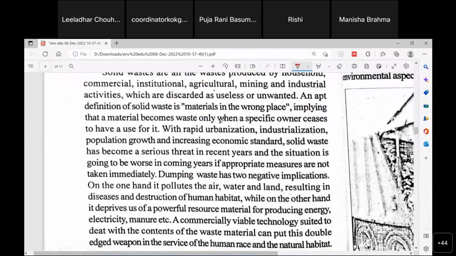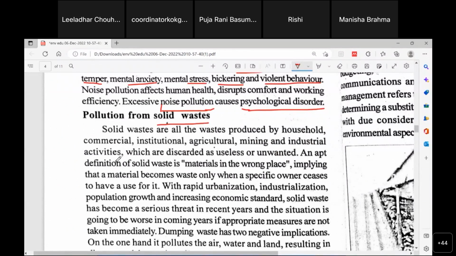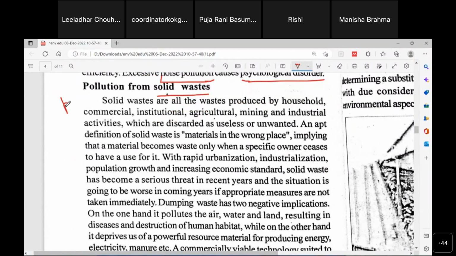Now comes pollution from solid waste. So what is solid waste? Suppose we write on paper, and when paper is both side full, then you throw it away. So this paper is an example of solid waste. A plastic box which is not useful, that is a solid waste. And if you start counting day to day, then many solid waste are generated from our day-to-day life.